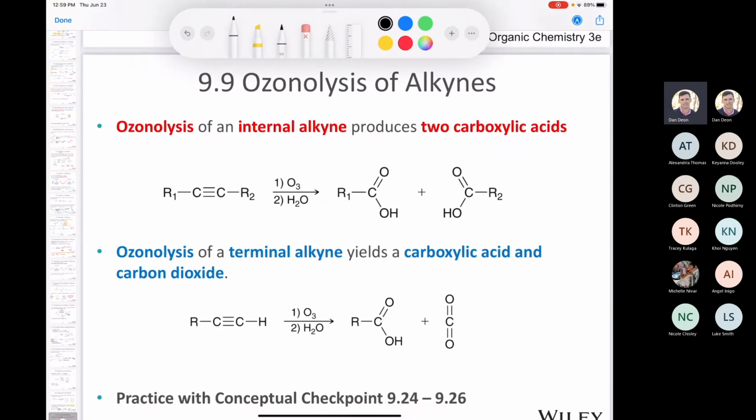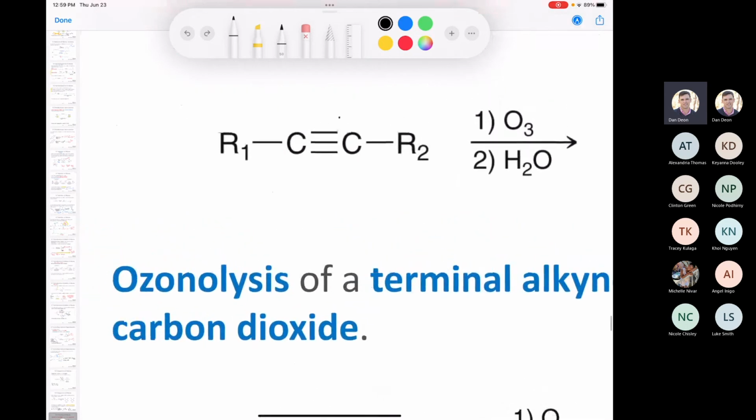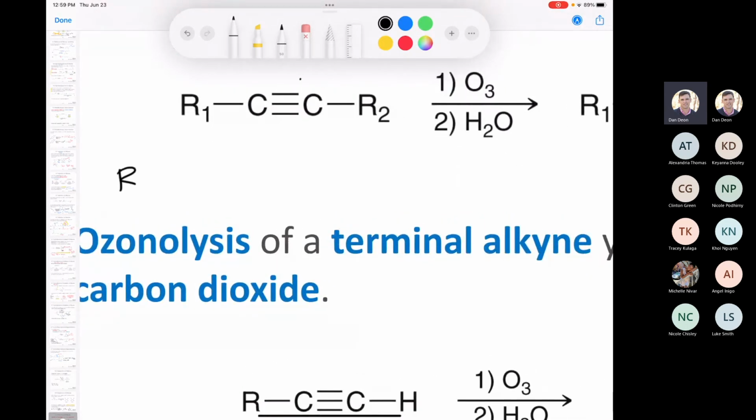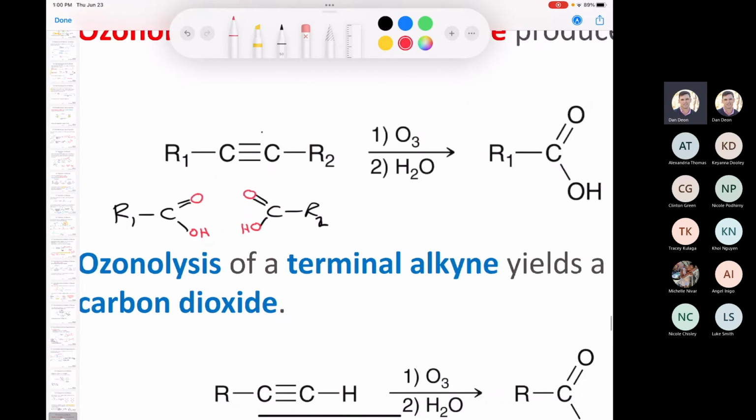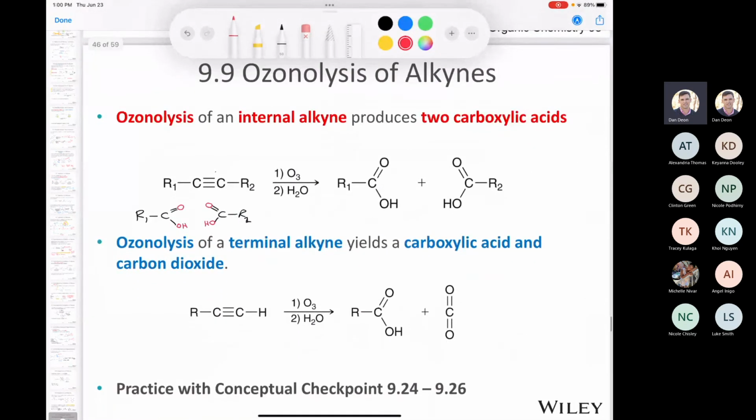If you have an internal alkyne, so 2 R groups flanking the triple bond, what you end up with in that case is a pair of carboxylic acids. Now, there's no skill builder for this in the book, but it's kind of like you have R1, then R2, and then you put an oxygen here and an OH here. You end up with a pair of carboxylic acids.